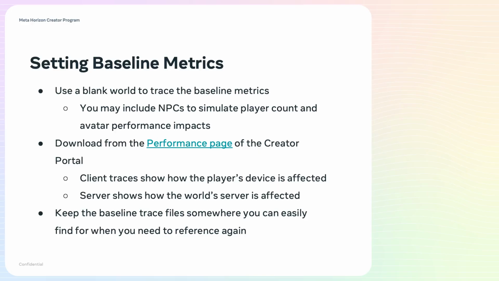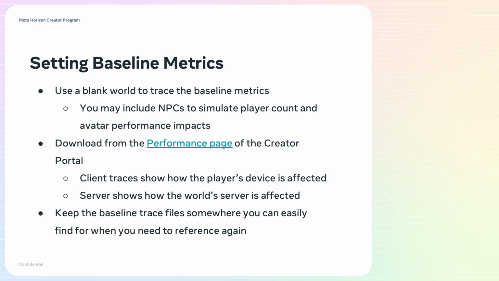Once you've retrieved the trace, you can download it from the performance page of the creator portal. I'm going to copy and paste that link into the chat so you all have it. This is the page where your traces end up. When you've done a trace in your world, you'll notice there are client traces, which I've summarized as how the player's device is affected performance-wise, and server files, which show how the world server is affected.